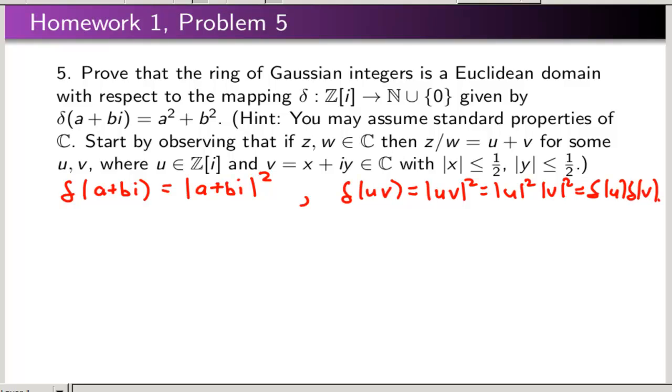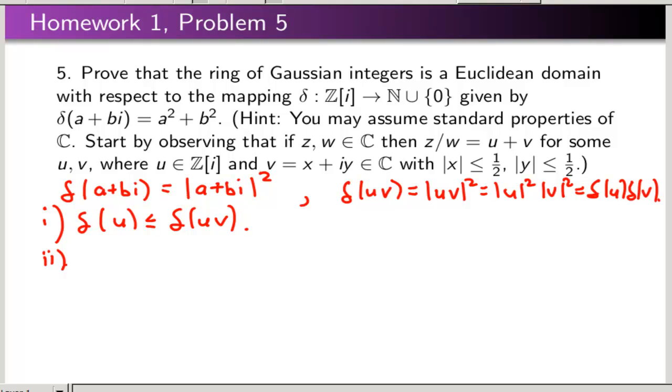Okay, so to show something's a Euclidean domain, there's 2 properties that need to be verified. First of all, we have to show that delta of u is less than or equal to delta of u times v. And I claim that's straightforward. Just use this absolute value property right here, and it should just pop right out. And then property 2 is the division algorithm.